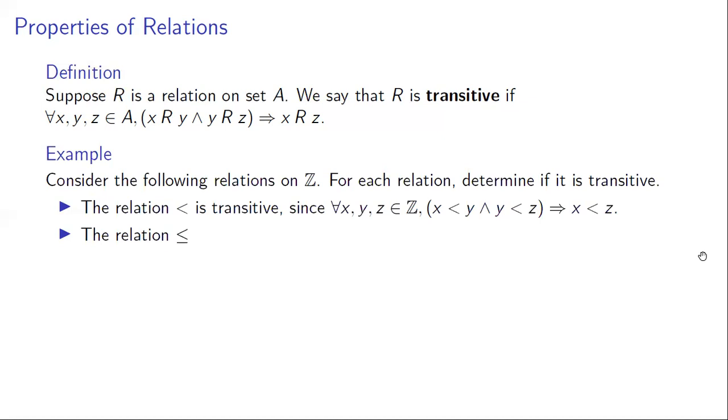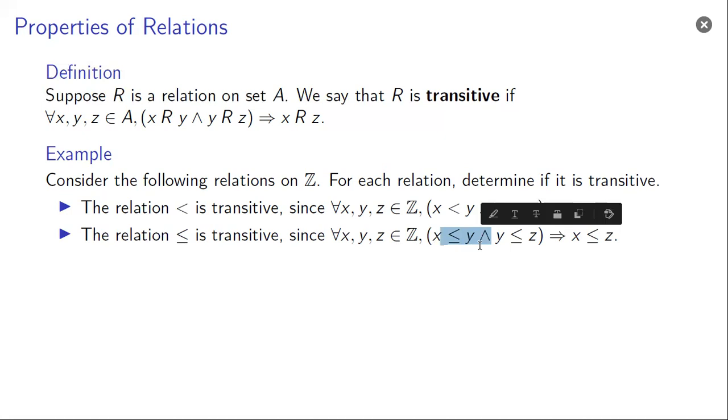How about the relation less than or equal to? Is it transitive? Yes, it is. Since for all x, y, and z that are integers, if x is less than or equal to y and y is less than or equal to z, then we know for sure that x is less than or equal to z. So therefore, this relation is transitive.